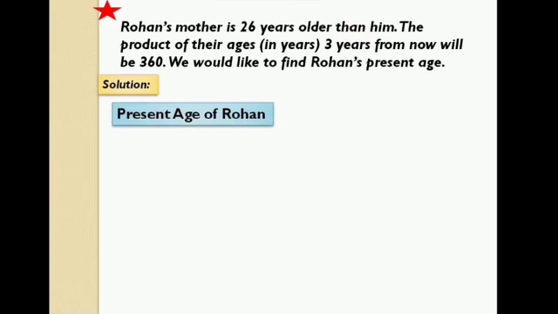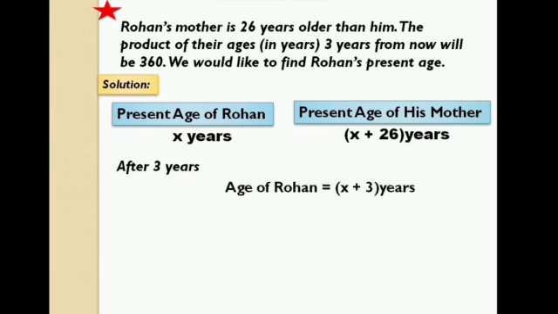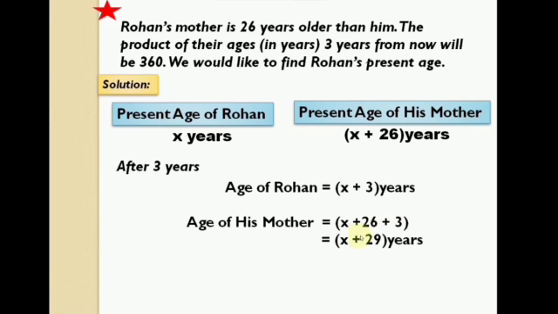So first we will suppose the present age of Rohan is x years. So according to the question, his mother's present age will be x plus 26 years, because it is given that his mother is 26 years older. Older means we will add 26. And in the second part it is given that after 3 years. So first we will find, after 3 years, the age of Rohan and the age of his mother. After 3 years, the age of Rohan will be x plus 3 years, and after 3 years, the age of his mother will be x plus 26 plus 3, which means x plus 29 years.